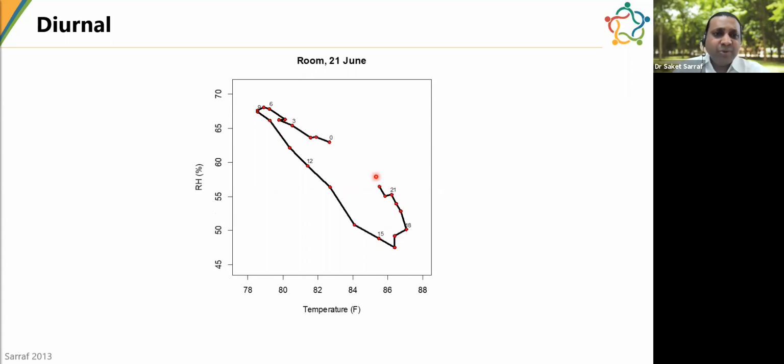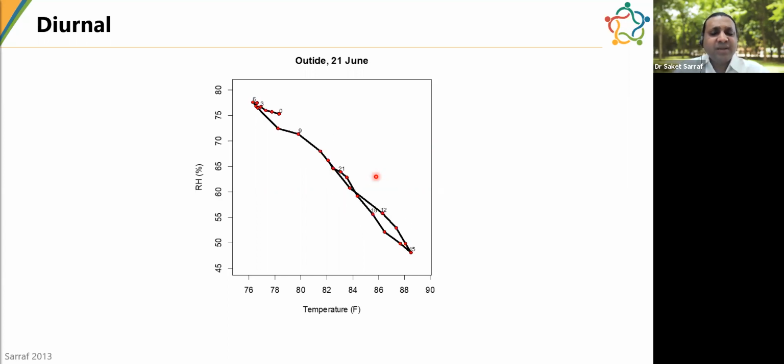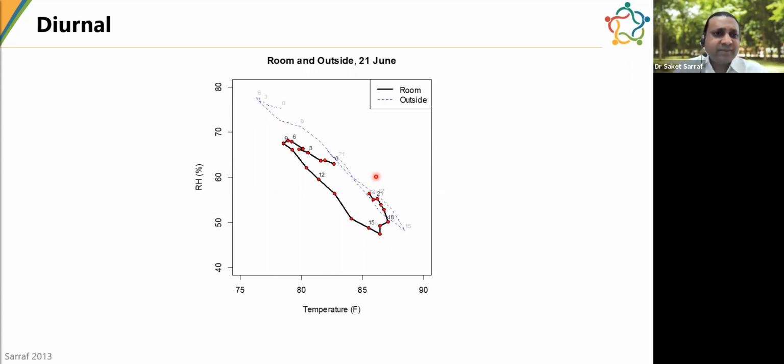And you can do the same thing. This is for inside a room, and this is for outside. If you juxtapose them together, you get a very different insight. Inside the room, the temperature band is not very large. The difference between maximum and minimum is less than what is happening outside, and the same thing with RH. So the inside temperature is not as varying as the outside, but you can also see that the area in the inside room is larger than the area outside.